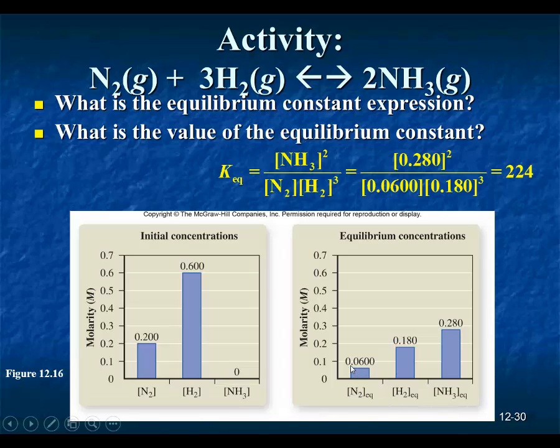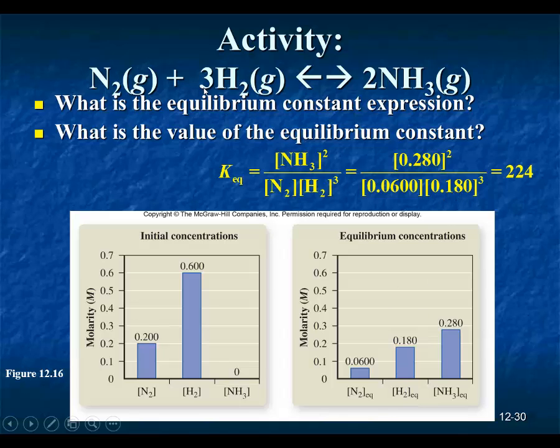The nitrogen gas is 0.0600 molarity, the hydrogen gas is 0.180 molarity, and the ammonia gas is 0.280 molarity at equilibrium. Now if I use the equilibrium values, I can calculate what my equilibrium constant would be, and I would end up putting in the ammonia as 0.280, but I'm squaring that value because of the coefficient of a 2. That's divided by the 0.06 molarity of the nitrogen gas and the 0.180 molarity of the hydrogen gas.